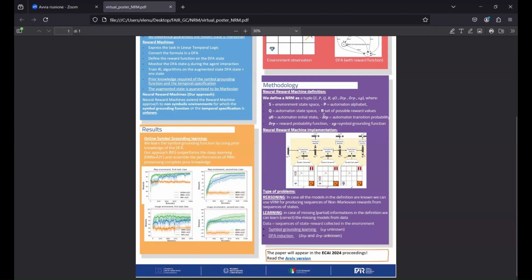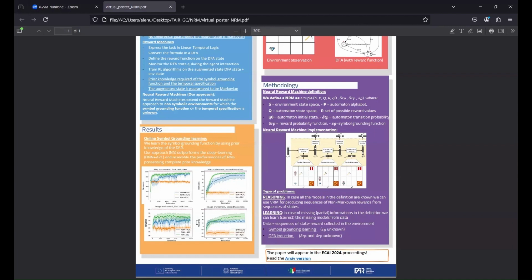This framework can be implemented with neural networks, as you see here. And this framework can be used both for reasoning and learning. In case of reasoning, we write in the neural network the parameters associated with the prior knowledge that we have, and we use it to predict the next state of the DFA and the next reward. In case of learning, we may have partial or incorrect information about these models, and we learn the model parameters from data.